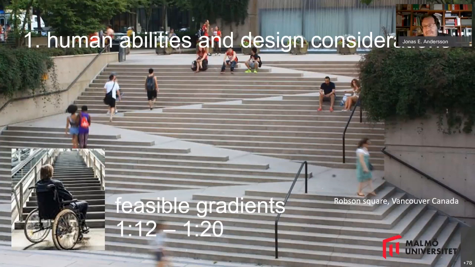But that's also part of the policy. If you're talking about universal design, that means that the person with a disability should be able to independently use the design. So it's not a fair design if you have to require help to use the design.